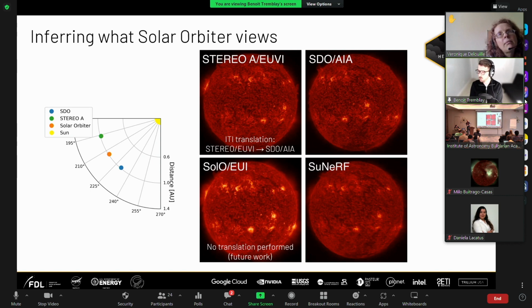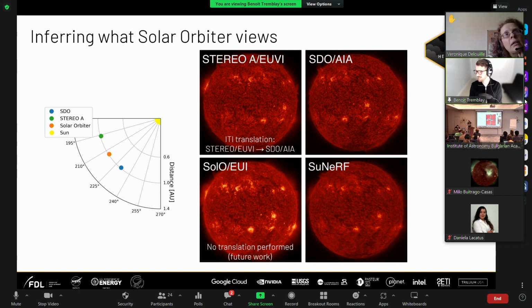And we are looking forward to using EUI images, but like is mentioned on this slide, we do need to develop the instrument translation for EUI images so we can make it work with our model. So for example, STEREO was translated to SDO AIA-like images, and we would have to do the same thing for Solar Orbiter to be consistent. I don't know if Robert can comment on that. I guess he's in the audience. Yeah, he should be in the room.